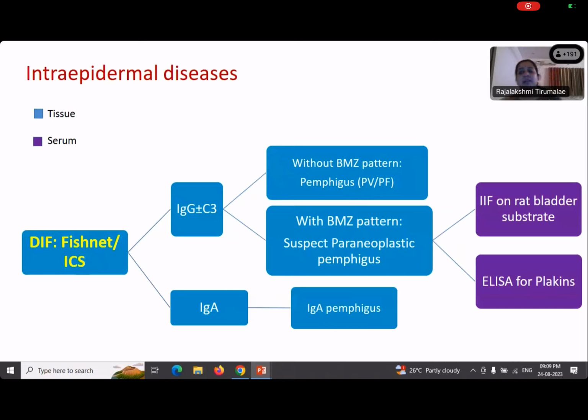The confirmatory substrate is the rat bladder because it is rich in plakins. So either you need to do an indirect IF with a rat bladder substrate which is available separately, or you could standardize it in your center, which is a little difficult to do. Or you could do an ELISA for the plakins.